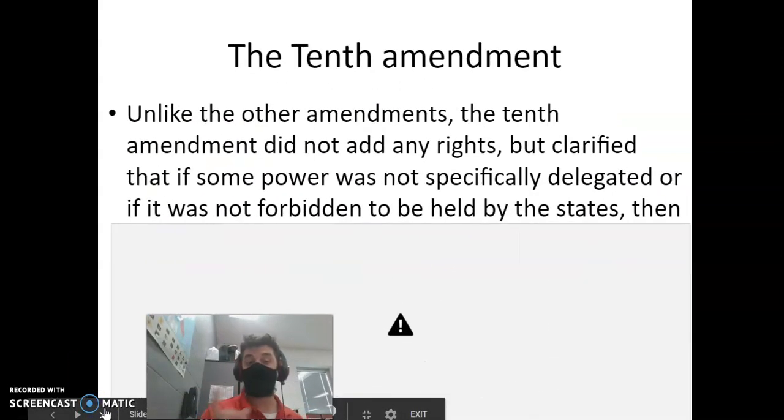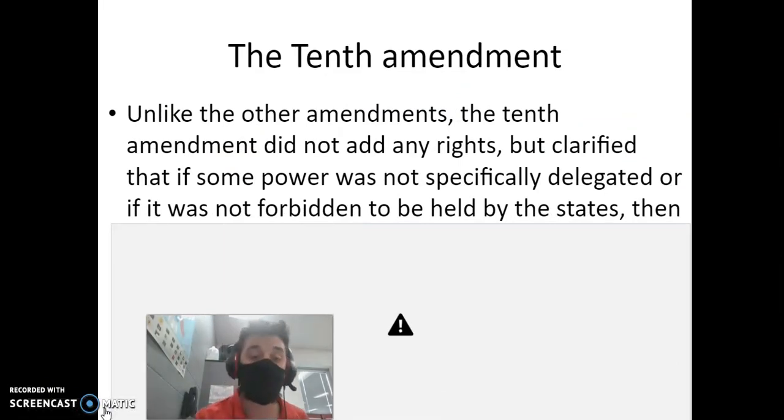Then you have the 10th Amendment, which doesn't particularly protect the rights of an individual, but actually technically protects the rights of state governments. Basically says anything not in the Constitution, like not any powers given to the federal government, are powers that belong to the state government.